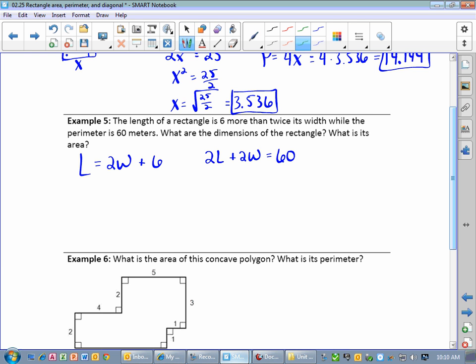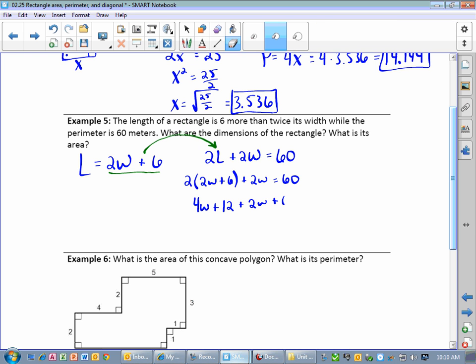So we have a value for L. We can take this value for L and substitute it in for this L. That's what equality means. So we can replace this L with 2W plus 6. So we have 2 times (2W plus 6) plus 2W equals 60. Distribute the 2. If we have 2 2W's, we have 4 W's, and if we have 2 6's, we have 12. So plus 2W equals 60.